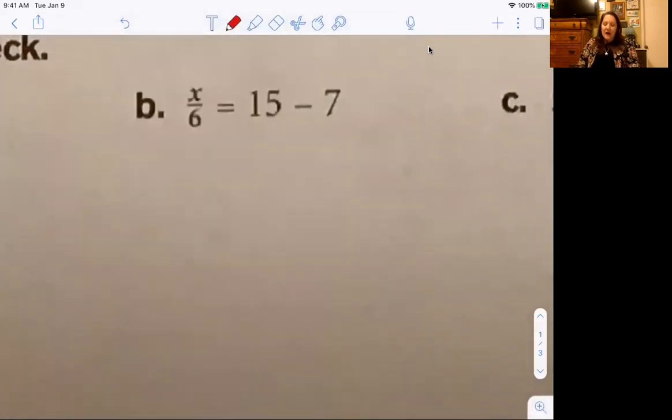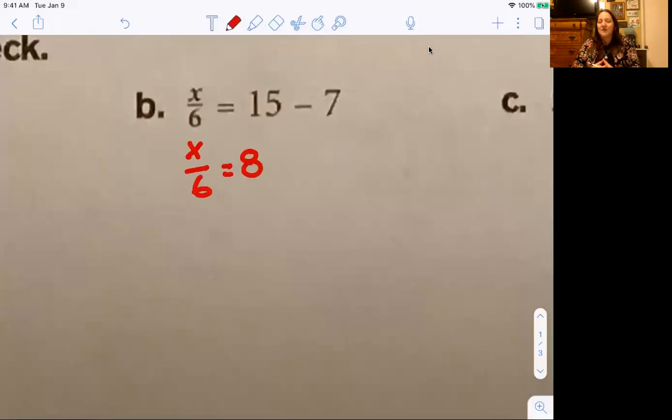Okay, so I have x divided by 6 equals 15 minus 7. Always work out the side of the equation that does not have the variable. So let's do that first. x divided by 6 is going to stay the same, equals, what is 15 minus 7? It is 8. Okay, now I have x divided by 6 equals 8.